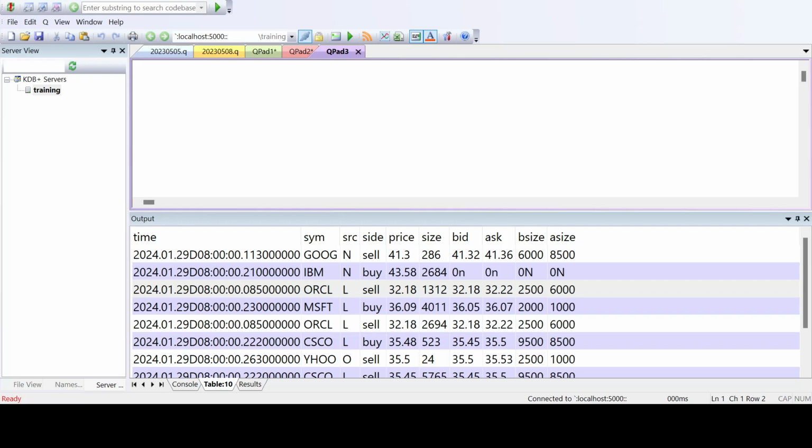So let's begin. I will go to my folder, see work. I'll start a session on port 5000, and then I have my script make db.q. I will load the script and call the function make db to create our trades and quotes table.